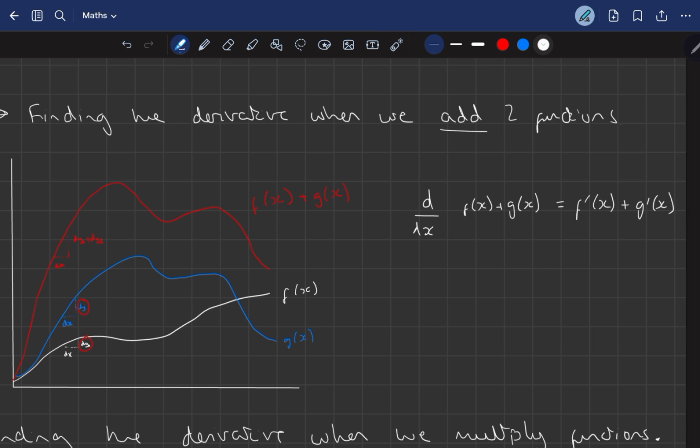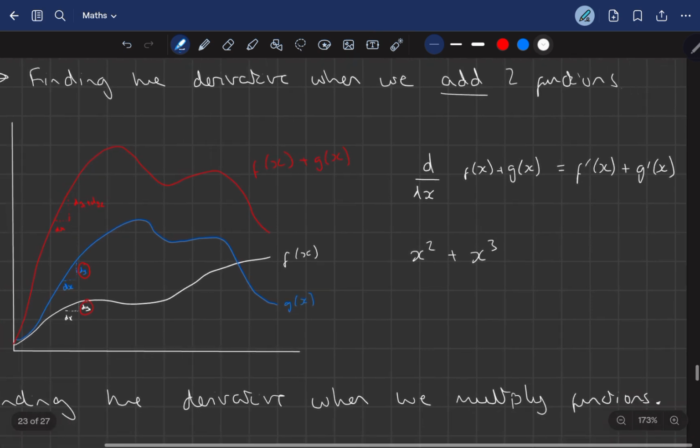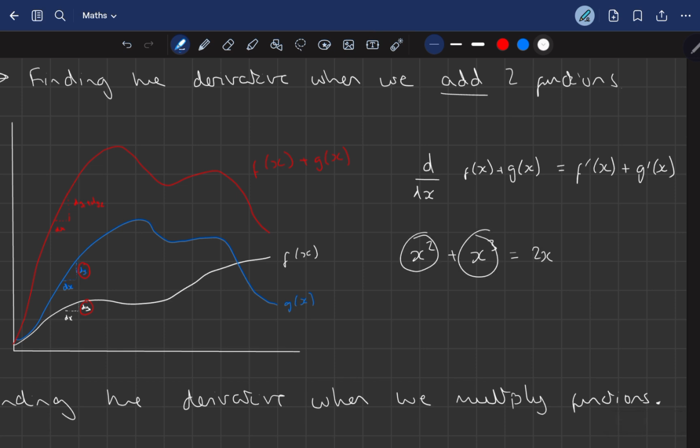Okay, let's take a quick example. Let's say we're trying to calculate the derivative of x squared plus x cubed. Okay, this is just the same as derivative of that plus derivative of that, which is 2x plus 3x squared. Okay, and this would be true for adding any functions. Even if it's x squared plus sine x. And we could also add more than one function. So x squared plus sine x plus tan x is just the sum of the derivatives of every single function.